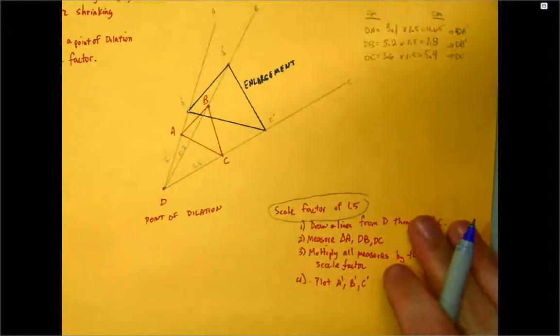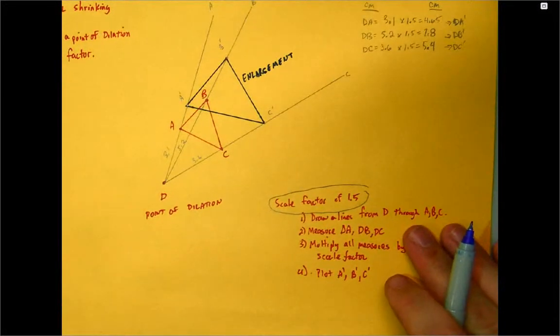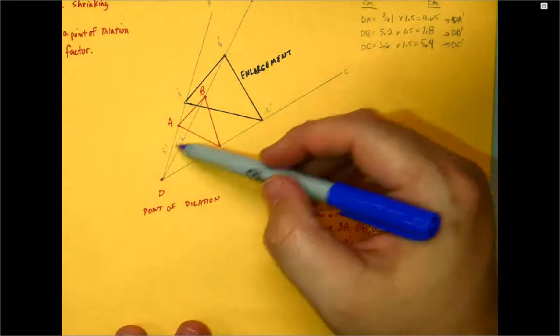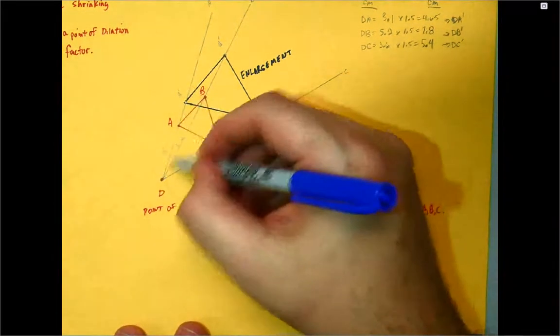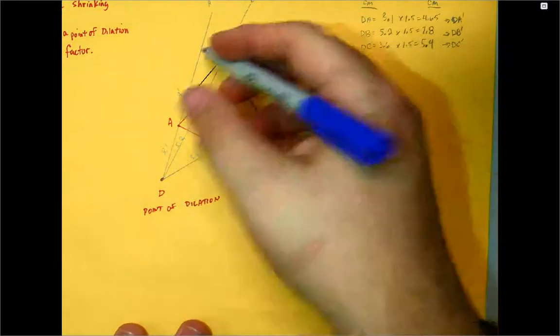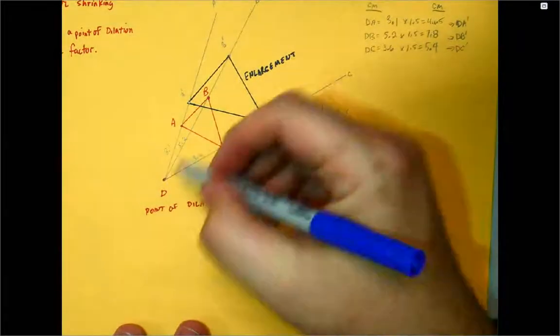Now, does that make sense how we figured this out? It's step by step. Figure out the lengths, then we're going to multiply by our scale factor, we're going to find our new points, then we're going to draw it, and then we're going to be done. Just make sure you draw the lines through like this. Yes?